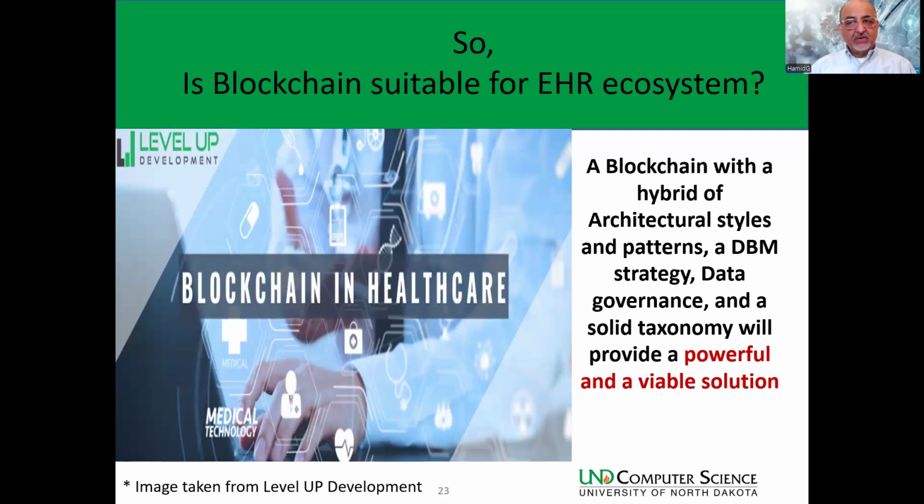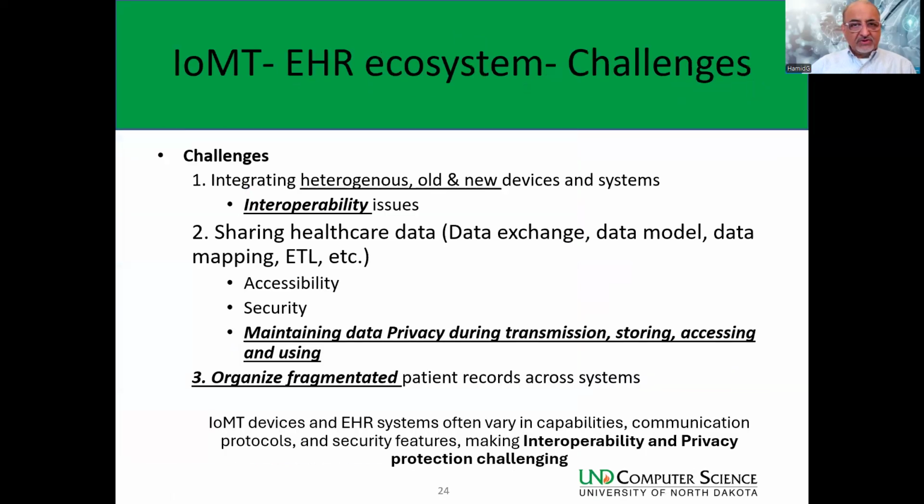and also having a hybrid blockchain with a hybrid of architectural styles and patterns, a good database management strategy, good data governance, and a solid taxonomy will provide a powerful and viable solution. Because this blockchain is not just for keeping records, it's really for the whole ecosystem. So the entire ecosystem needs to be compliant to give you this powerful solution.